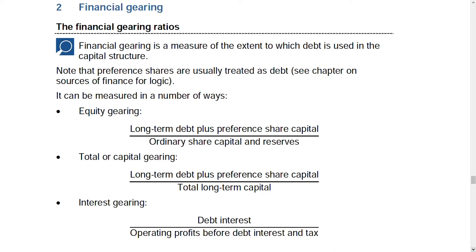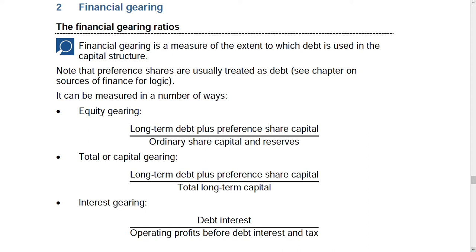Second, total or capital gearing. If you see the numerator, it is the same: long-term debt plus preference share capital. Now do you see, if you memorize one thing, you can memorize all the others. You don't have to memorize each one. It takes time also. Always try to save time wherever you can. Always try to find efficient ways of doing something faster, in a smarter way. That's the fun of studying. So the equity gearing and the second one, capital gearing, both have the same numerator. So you don't have to memorize twice. If you memorize once, you know.